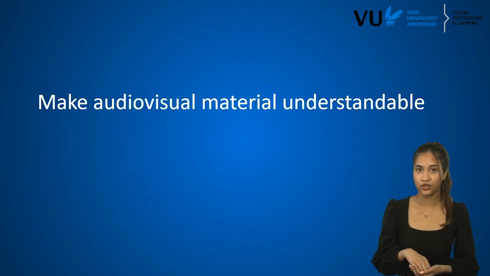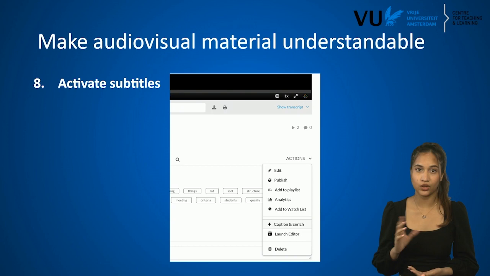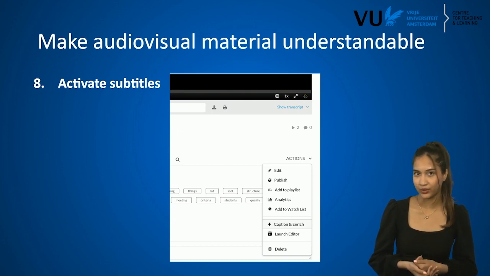Now we will focus on tips that make audio-visual material understandable. Tip number 8, captions, also known as subtitles, are textual representations of auditory content that are synchronized with audio or video media. This allows individuals who are deaf or hard of hearing to understand the content. If there are no captions available, this group can't follow along. Also, for people of hearing, the availability of captions is a great option.